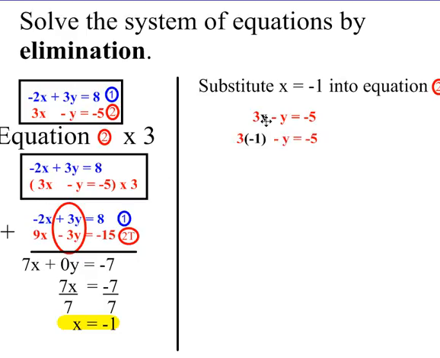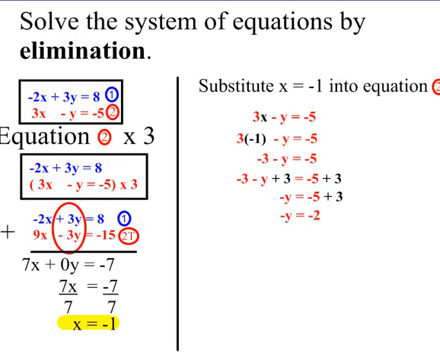I substitute the x with negative 1. We just found out that x is equal to negative 1. And so that will give me 3 times negative 1, which is minus 3, minus y is equal to minus 5. We leave the negative y alone on the left side of the equation. So we isolate the negative y by adding 3 on both sides. So we're left with minus y is equal to minus 5 plus 3.